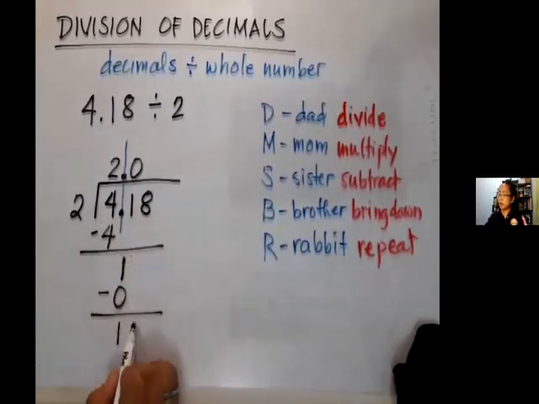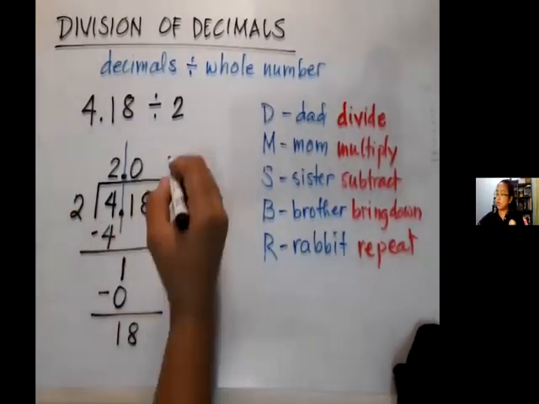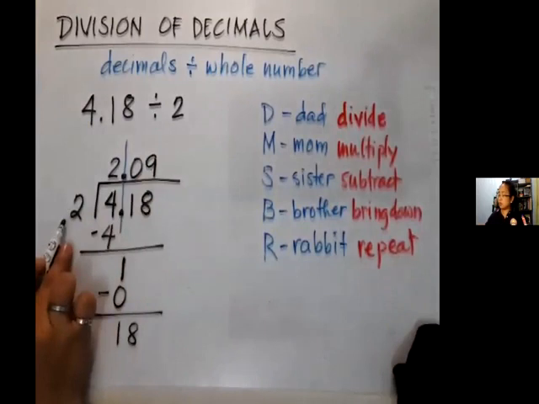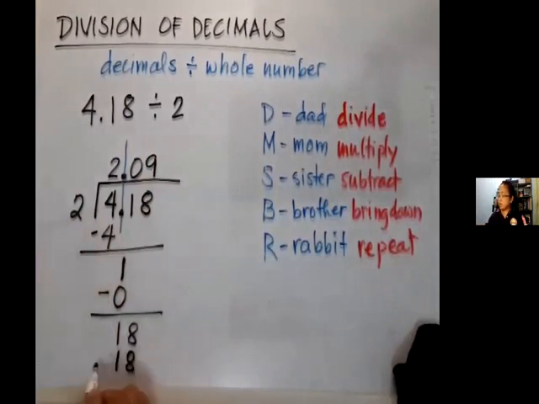Bring down 8. Okay? And then we repeat. Divide. 18 divided by 2, that's 9. And multiply. 9 times 2, that's 18. Subtract. We'll have 0. Okay, 0. Dahil nag-0 na siya, tapos na yung ating pag-divide. Wala na rin tayong digit na idadrop, so tapos na yung ating pag-divide.